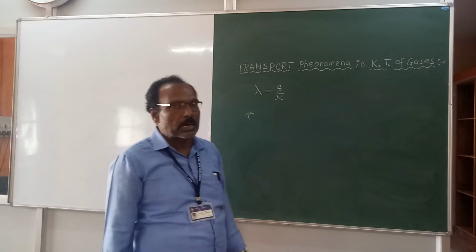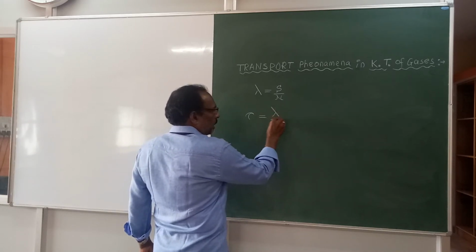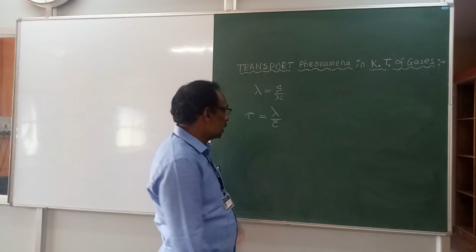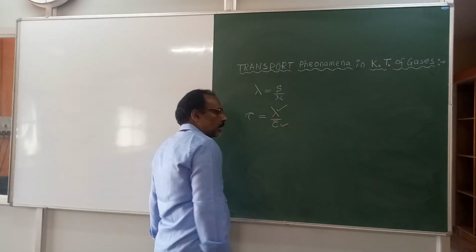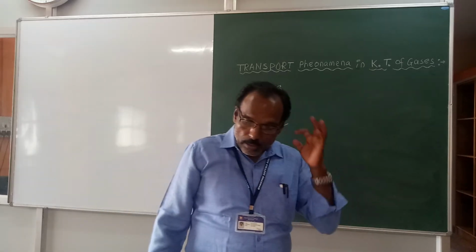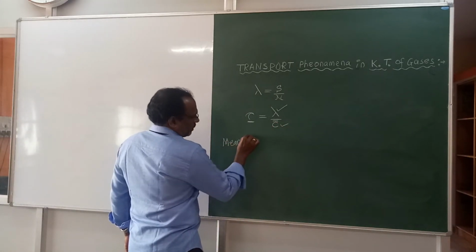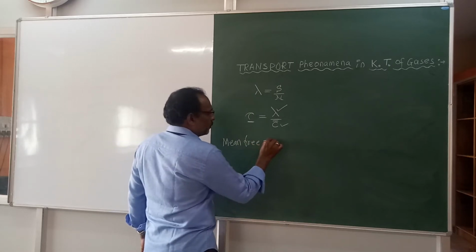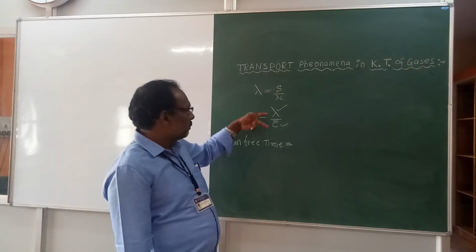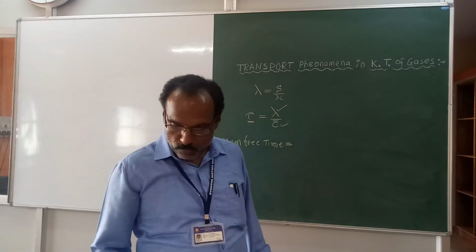The average time between two successive collisions is equal to lambda by C, where lambda is the mean free path and C is the mean or average velocity. This is called the average time, the mean free time. You can call this tau, the mean free time. It's not mentioned in our syllabus. That is the average time taken by the molecules between two successive collisions. It is given by the ratio, that is, mean free path divided by the average velocity.